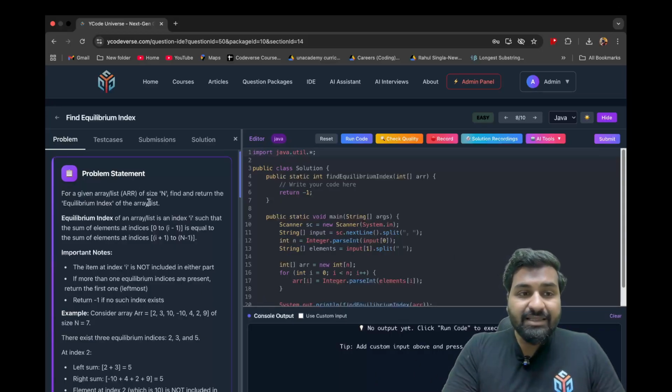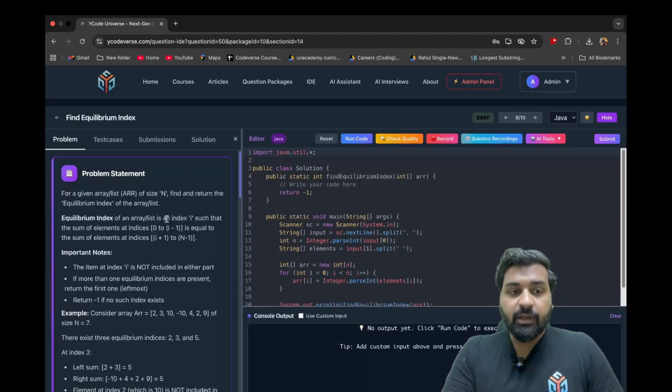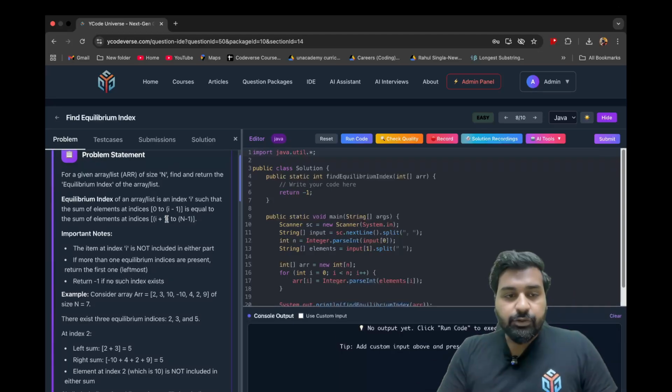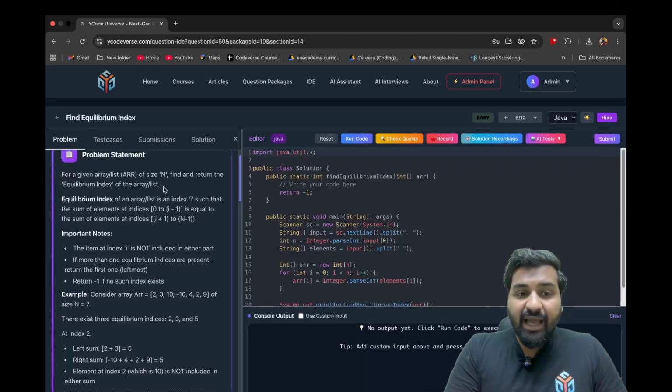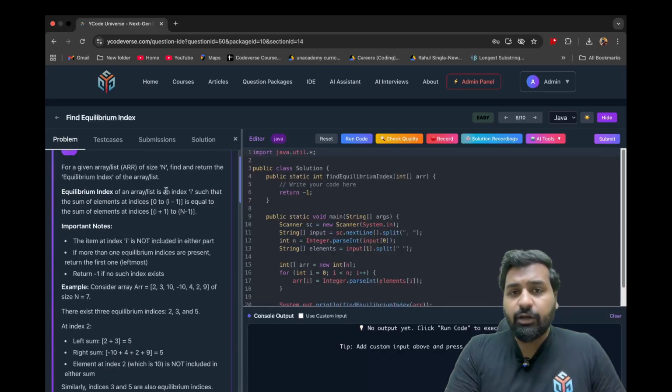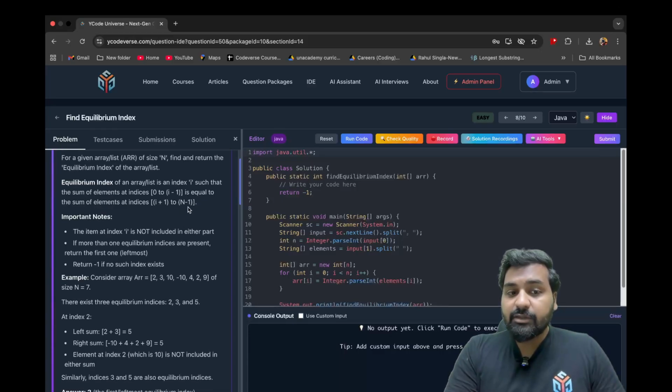So the question is find equilibrium index. So let's first understand the question. For a given array, find and return the equilibrium index of that array or list. The equilibrium index of an array is an index I such that the sum of elements at indices 0 to I minus 1 is equal to the sum of the elements at indices I plus 1 to n minus 1. So what does that mean?